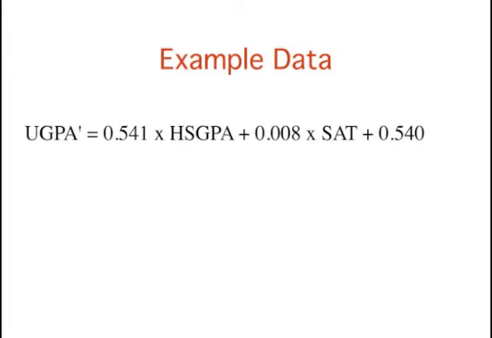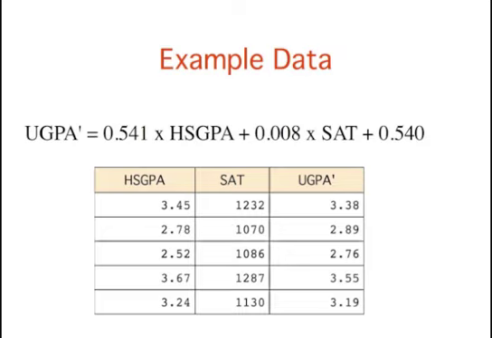For these data, the best prediction equation is shown here. UGPA prime equals 0.541 times high school GPA plus 0.008 times SAT plus 0.540. In other words, to compute the prediction of a student's university GPA, you add up A, their high school GPA multiplied by 0.541, B, their SAT multiplied by 0.008, and C, 0.540. The table shows the data and predictions for the first 5 students in the dataset.